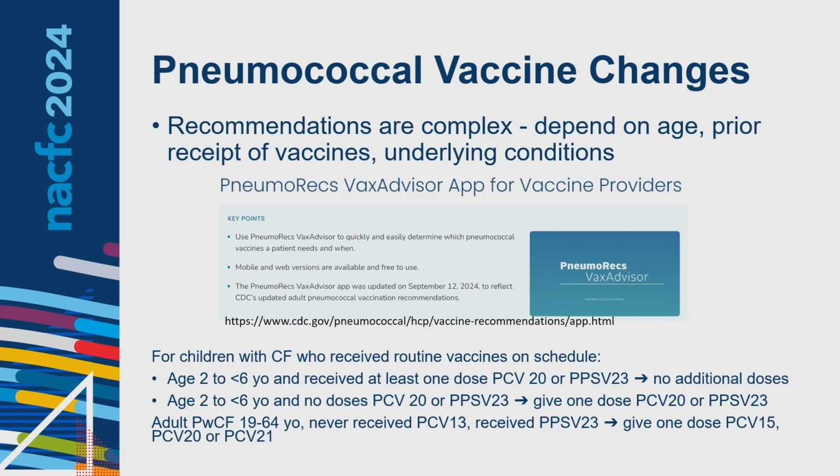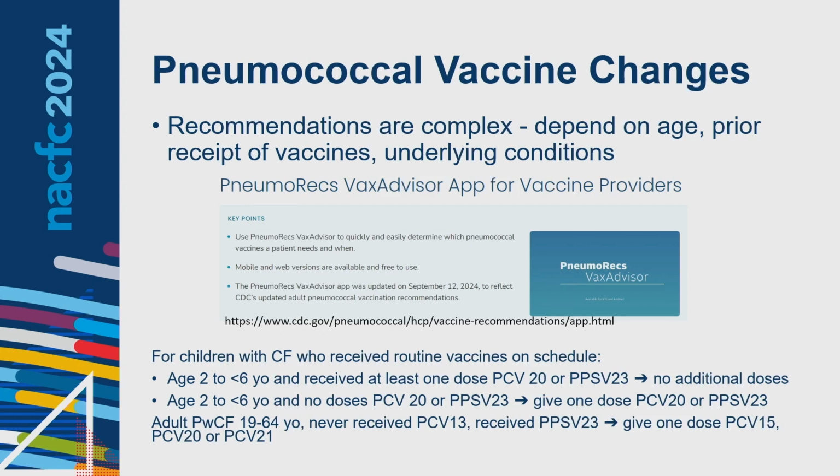The recommendations are complex, depend on age, the prior receipt of vaccines, and the underlying conditions that you're considering in your patient. So I would strongly recommend that if you are trying to review which vaccines your patient needs, you use an app that the CDC developed, which is available both on their website and for your smartphones, called the Pneumovax Advisor. It only takes a few minutes to answer questions about your patient's birth date, underlying conditions, and which vaccines they received on which days, and it makes it much easier to figure out which vaccines your patient needs as opposed to trying to review through the tables.